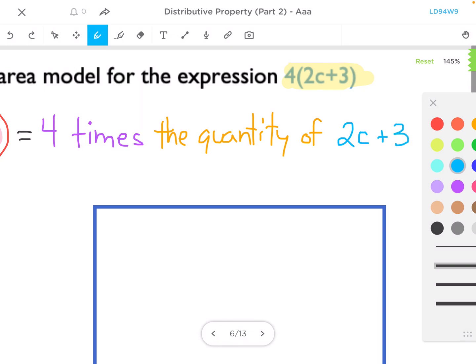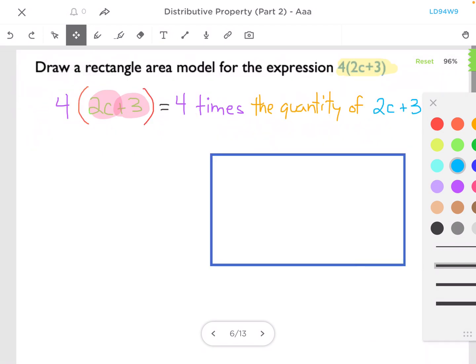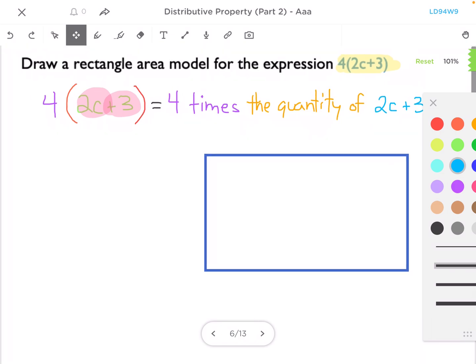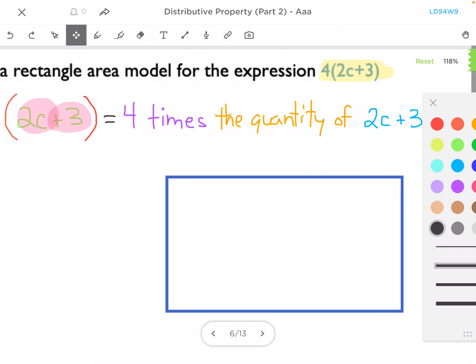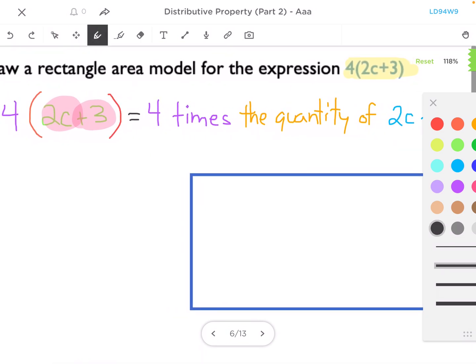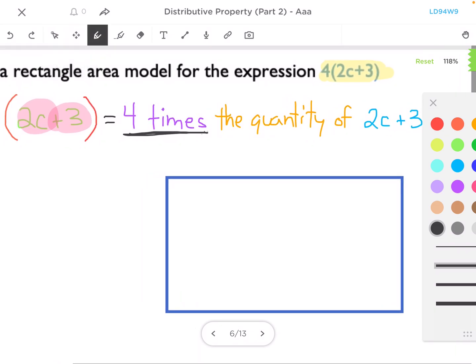Okay, so here's why this matters. When I read this, instead of 4 parentheses 2c plus 3, as 4 times the quantity of 2c plus 3, this literally tells me how many times I need to write what was inside the parentheses. So this word, the quantity of, is telling you that something is in parentheses. The part that comes after that, 2c plus 3, is what was inside the parentheses. So we're going to see 2c plus 3 four times.